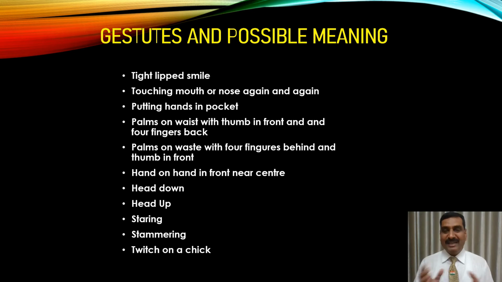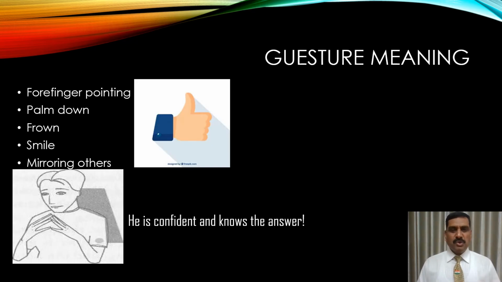Fear. Head down: guilty. Head up: pride, self-respect. Staring may show anger or rapt attention. Stammering, hesitation: lying, pressure, nervousness. A twitch on the cheek may show that the person has something different in mind. The thumb gesture shows very good, excellent, and palm down shows power. A frown shows anger, fear, or attention. A smile shows happiness and friendly feeling. Mirroring others shows a desire to make friendship.